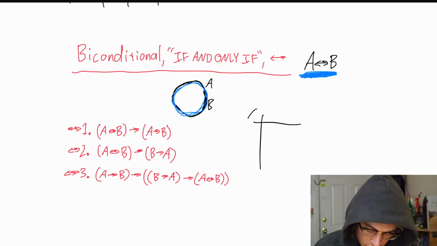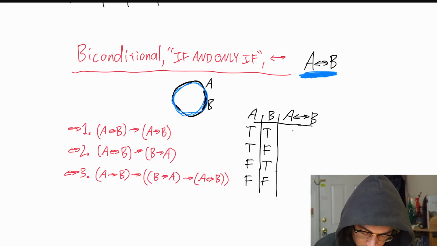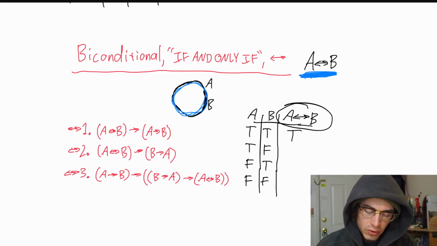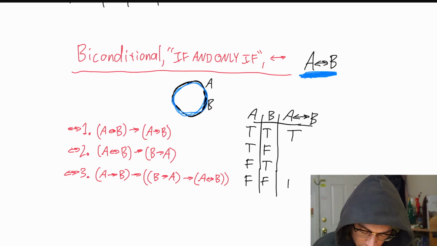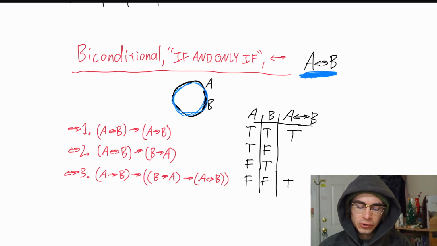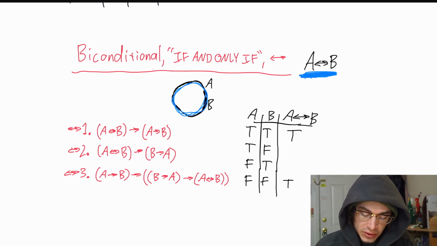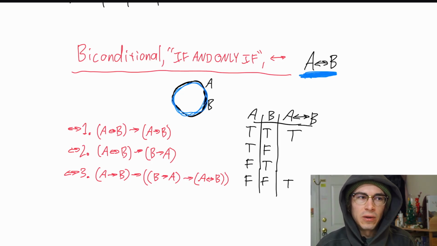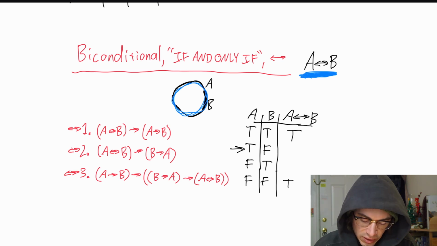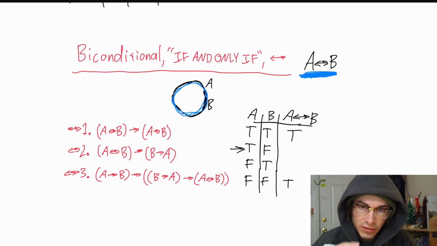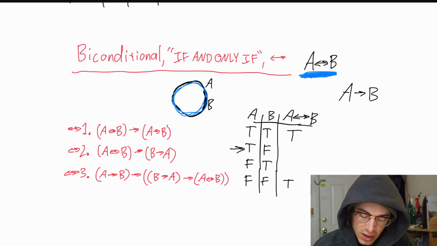And our truth table, so if they are both true, then this whole thing is true. If they are both false, then it is also true, because if they're both false, then neither one of them puts any restrictions on the other. But if A is true and B is false, we know from the previous one that the A implies B part of this is false. So, of course, the whole thing must be false.